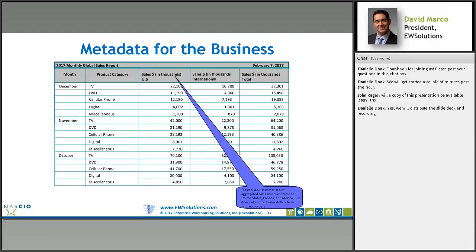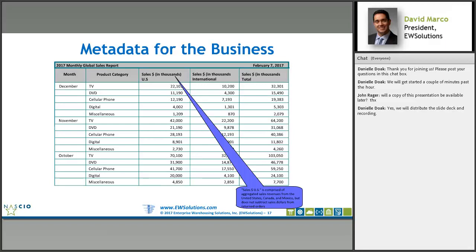And what we see is sales dollars, U.S. sales dollars, is comprised of aggregated sales revenues from the United States, Canada, and Mexico, but it does not subtract sales dollars from returned orders. Well, here's an interesting challenge, right? How many of us would have known by looking at this report that U.S. sales dollars included Canada and Mexico? Most of us wouldn't. We would not think that at all.